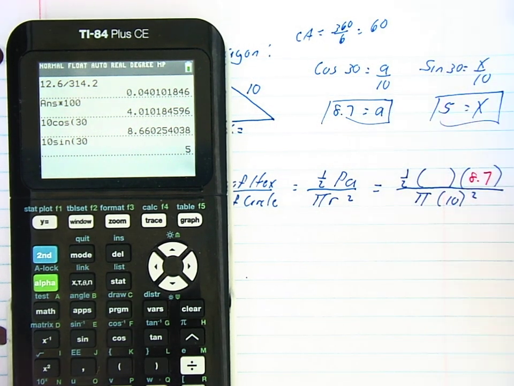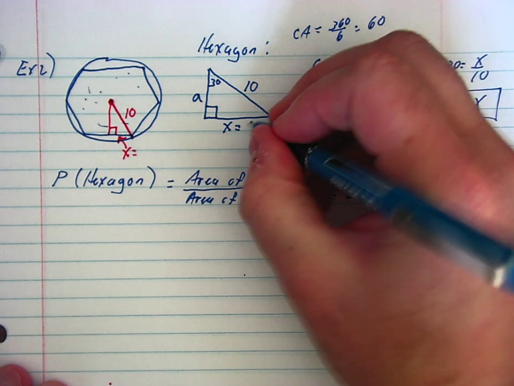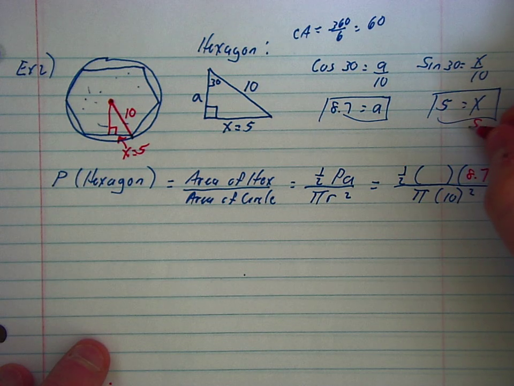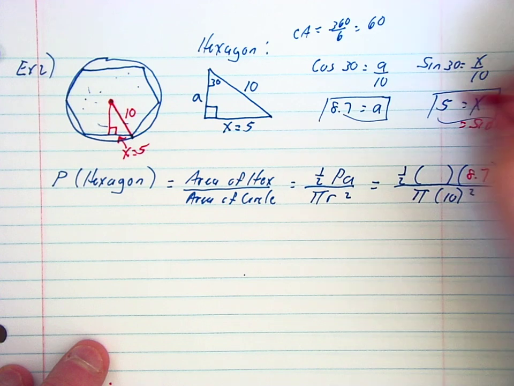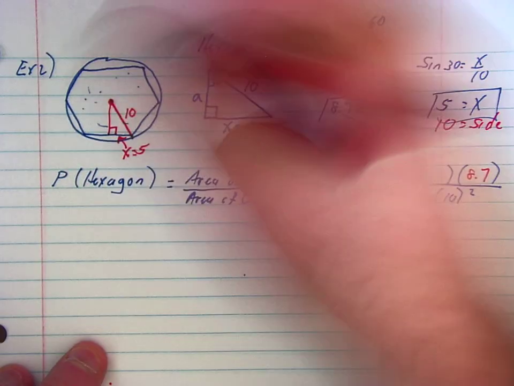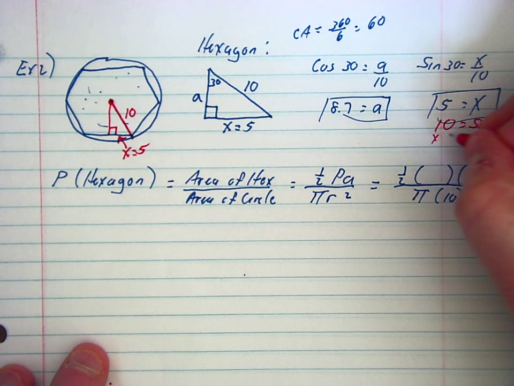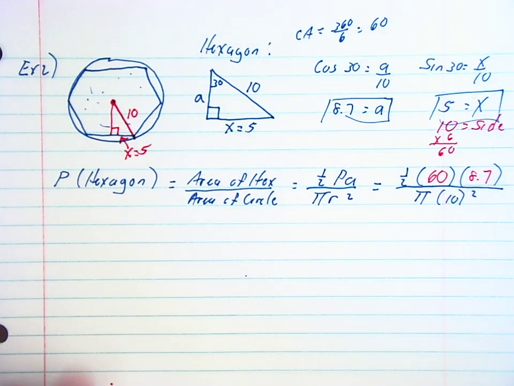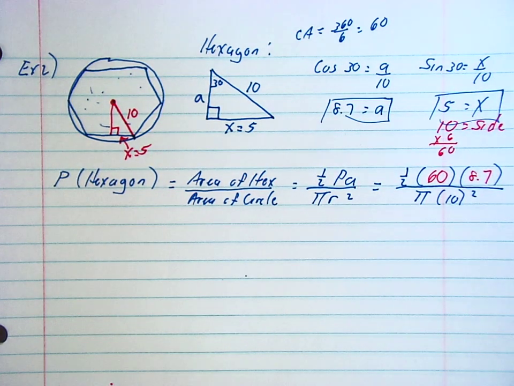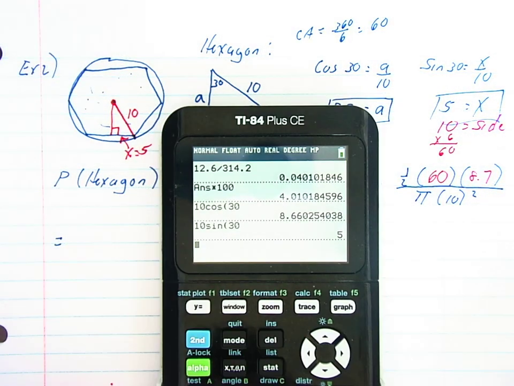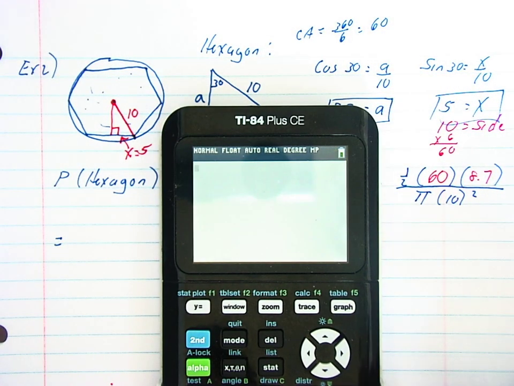10 times the sine of 30 is 5. Okay. Now that is not your perimeter. That is this, 5, right here. So what that means is the whole side is twice that. That'd be the whole side here, would be 10. And then if I multiply that by the 6 sides, 60 is my perimeter. So that goes here. Okay, now I'm ready to go. Now we go to our calculator. All right, put the top in first. I got 1/2, 0.5 times 60 times 8.7.